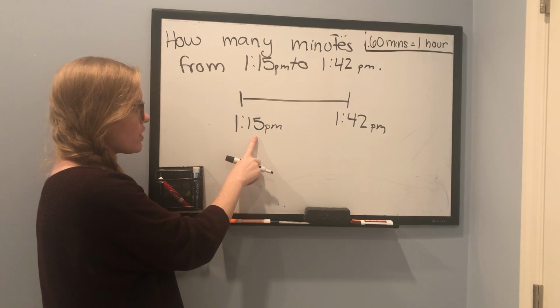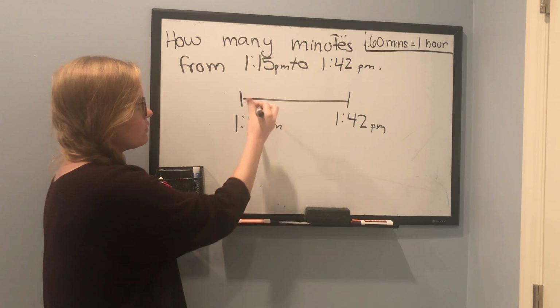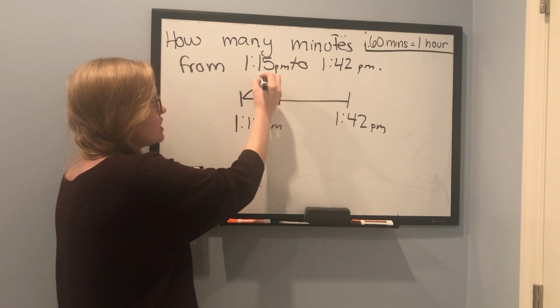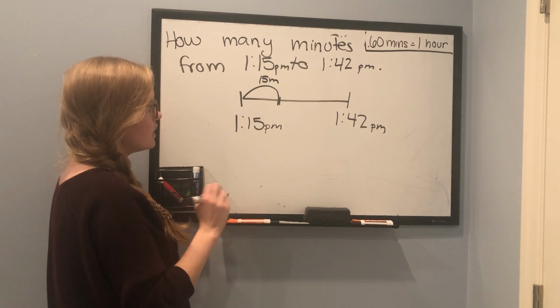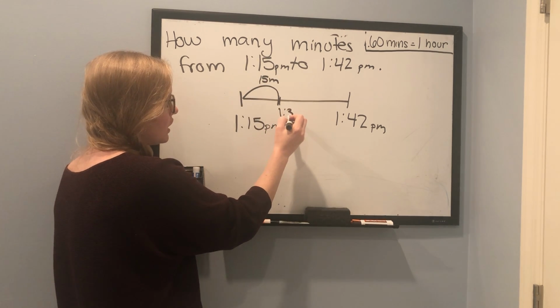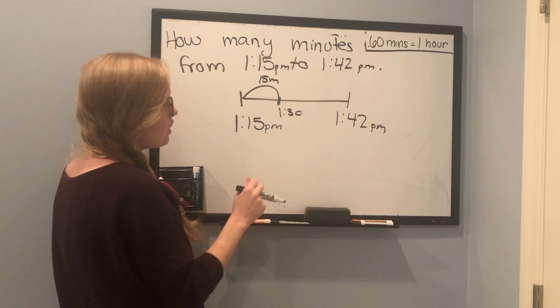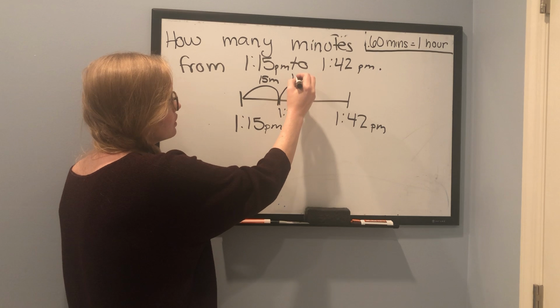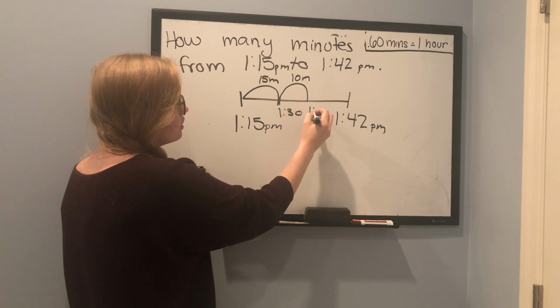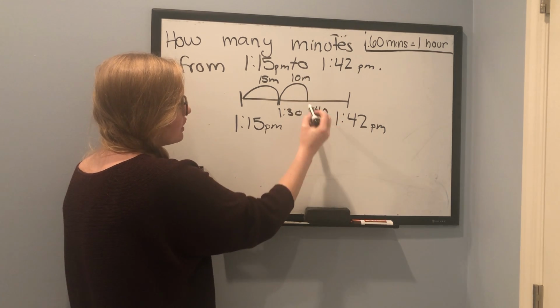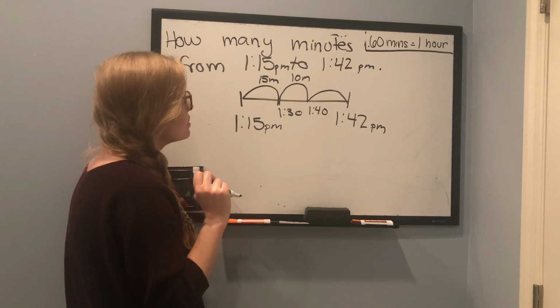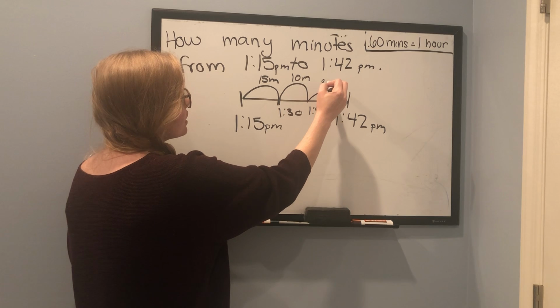Okay, I know that to get to 1:30, I need 15 minutes. So my first jump is going to be 15 minutes. Now we're at 1:30. Okay, we're pretty close. So I know that another 10 minutes is going to be 1:40. Okay, and then this is just 2 minutes, but it's going to be your biggest jump because I didn't do it right. But now we have 2 minutes, okay?